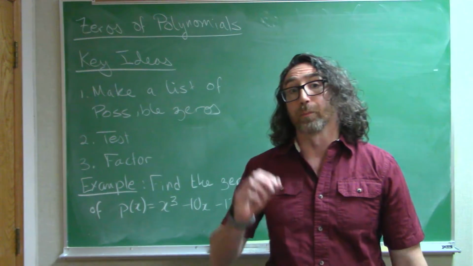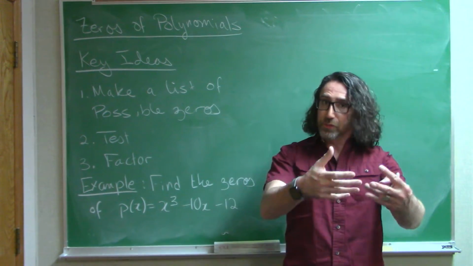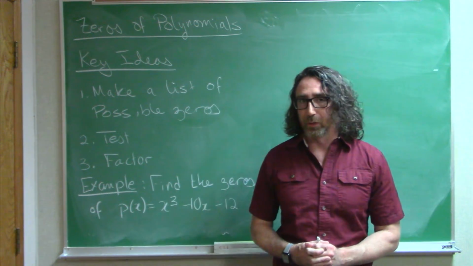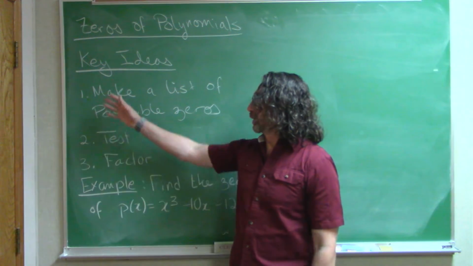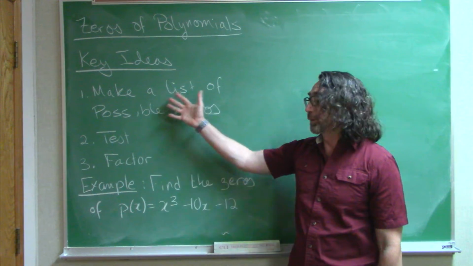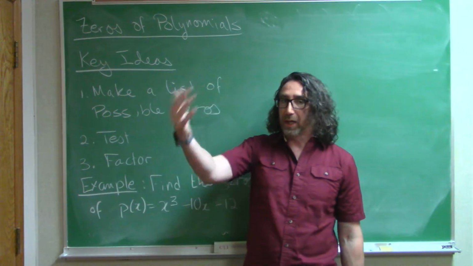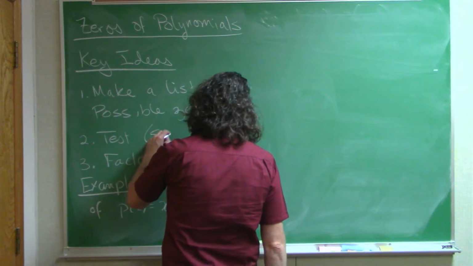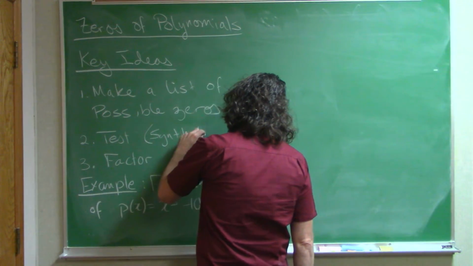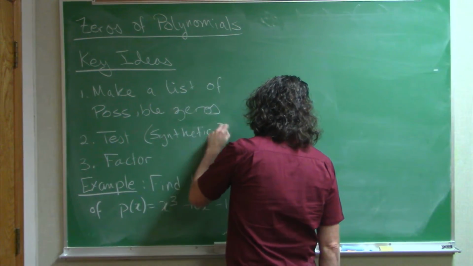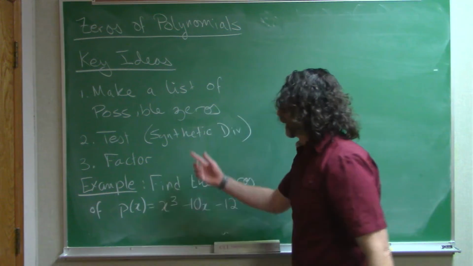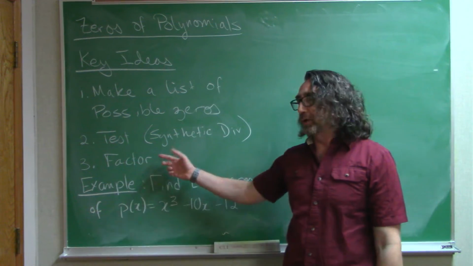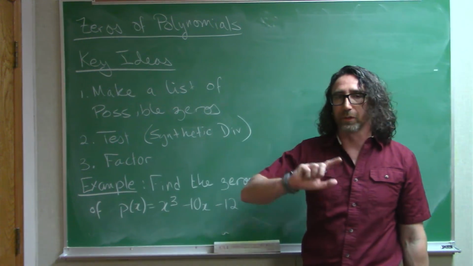In the last video, we had discussed a procedure for figuring out the zeros of a polynomial. And let me go here and review the steps. First, we make a list of possible zeros, then we test to see if anything on that list actually is a zero. And we did the test using synthetic division. And if we do find a zero, it's very important that we factor.